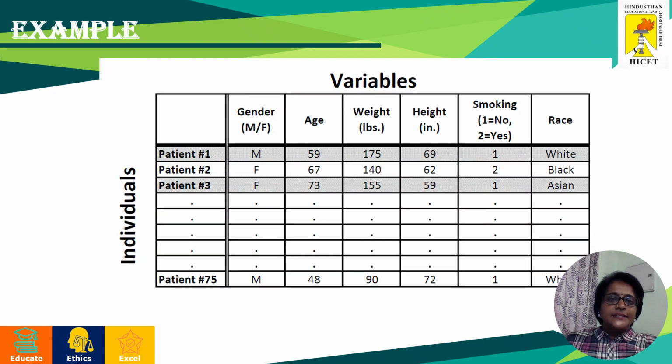Let us take an example of a given data set, which is the data set of individual patients, and the information given there is gender, age, weight, height, whether the person smokes, and the race. Now it is our time to identify the various data types of the given fields.